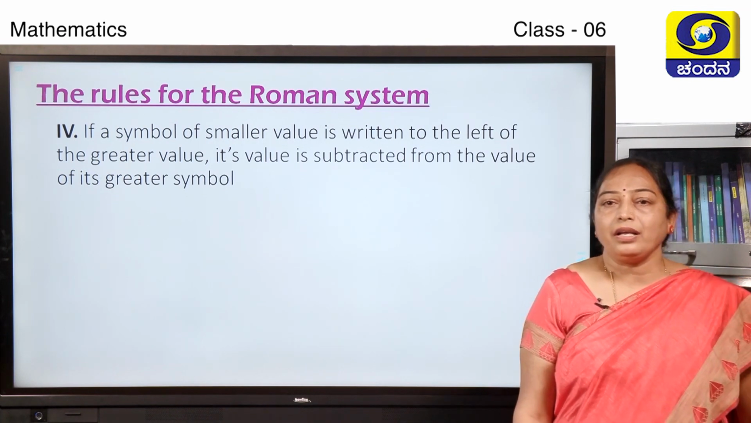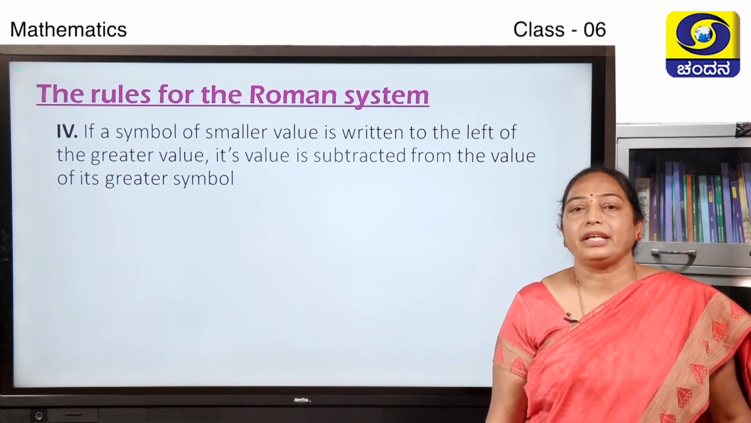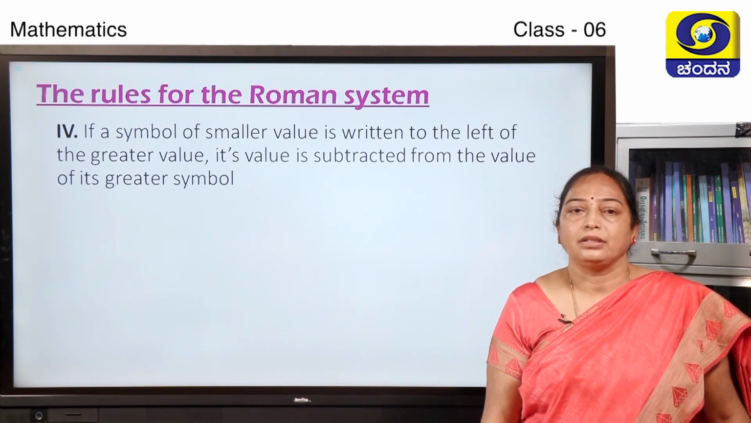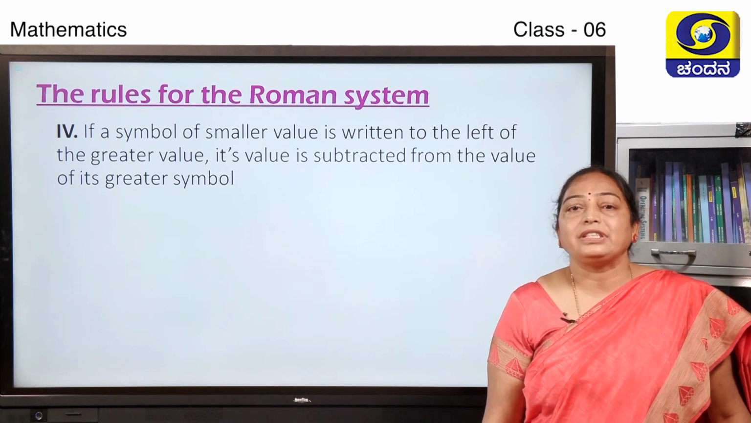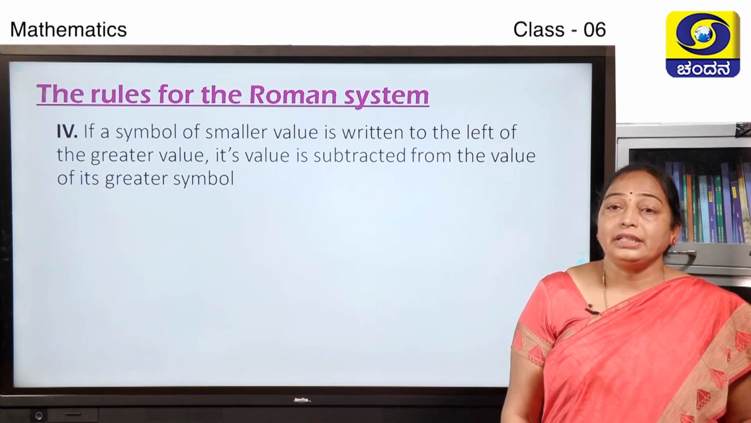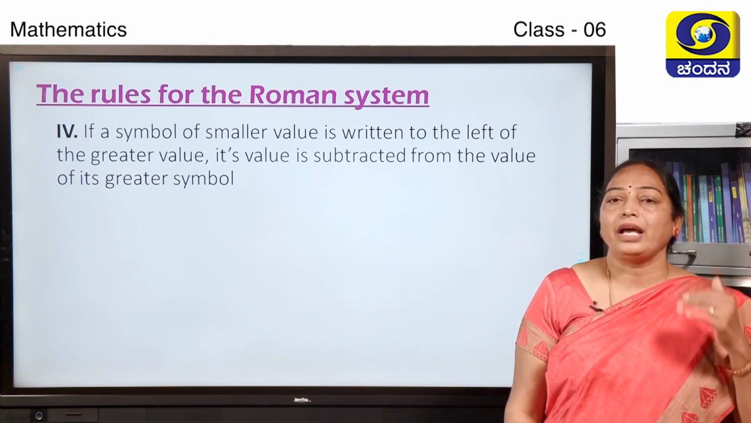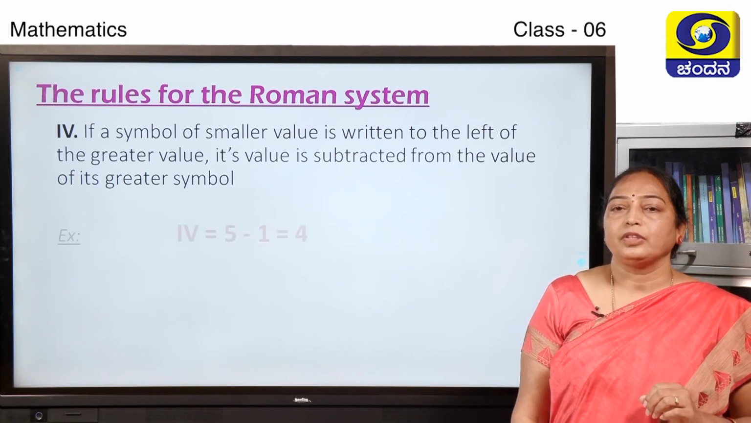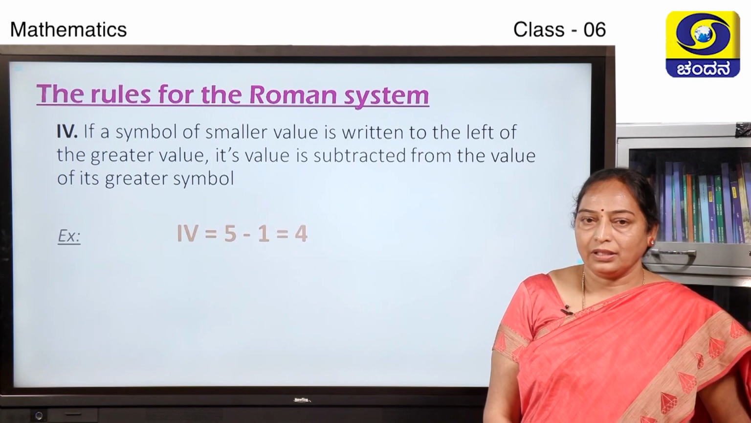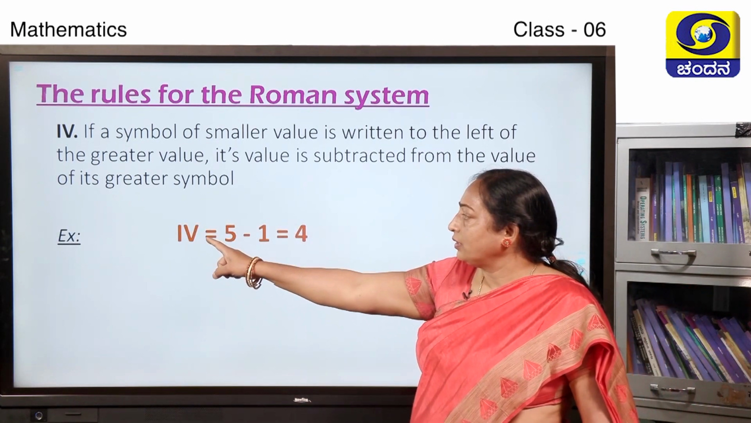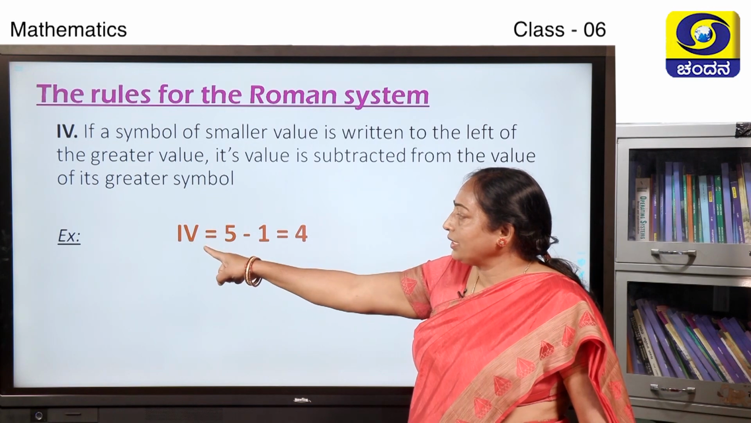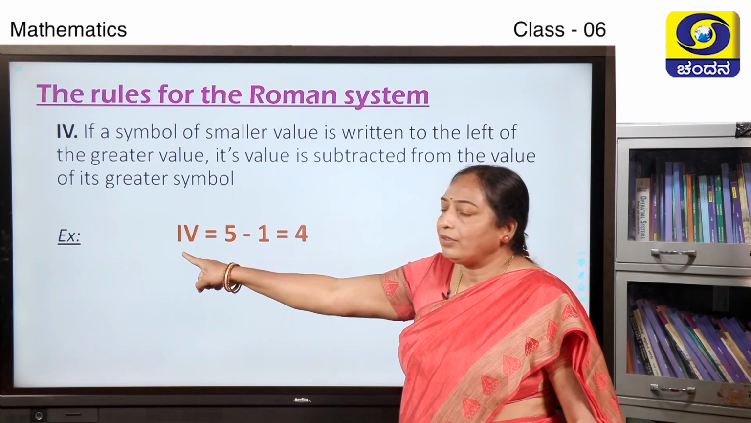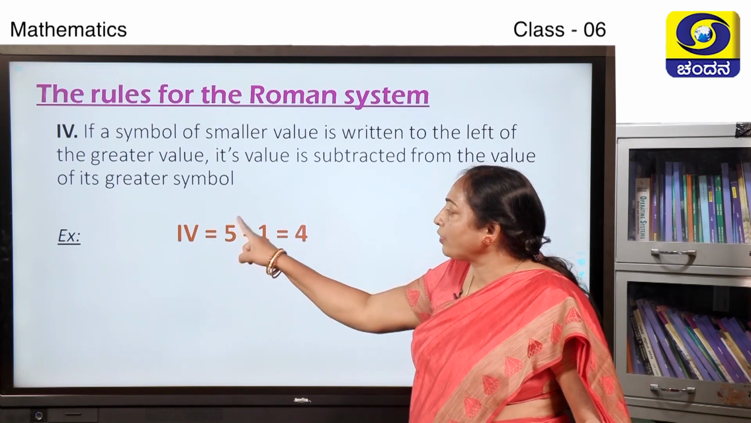Next rule, the fourth rule. If a symbol of smaller value is written to the left of the greater value, its value is subtracted from the value of its greater symbol. Once again, if a symbol of smaller value is written to the left of the greater value, its value is subtracted from the value of its greater symbol. Let us go through the example. IV is given here. So, I is the smaller value, V is greater here. I is written left of V, that is why we should subtract 1 from 5.